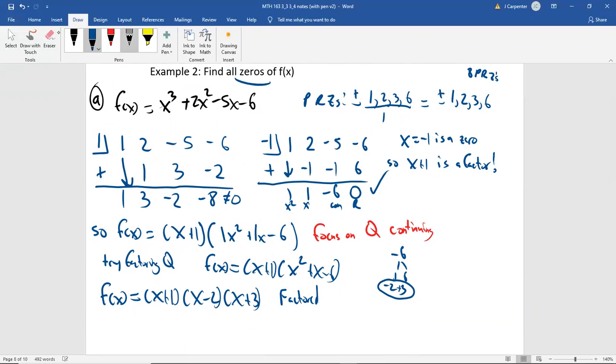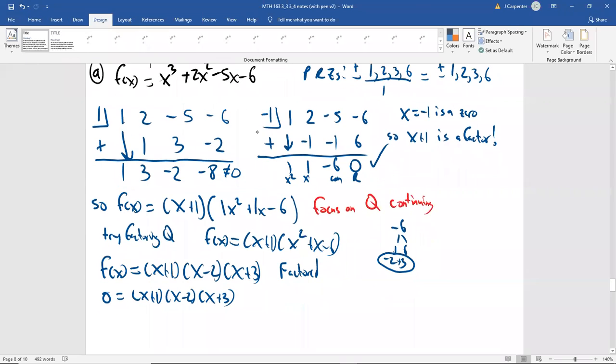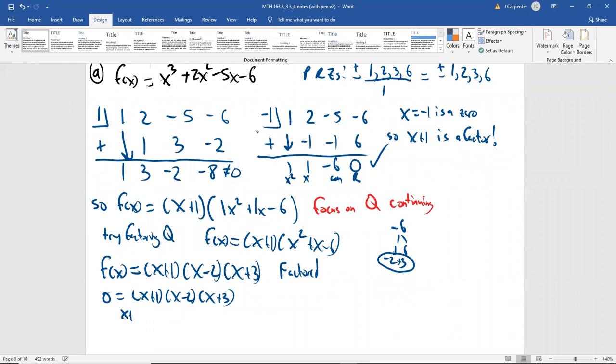However, I asked for the zeros, which means we've got to take this one step further, which is typical. We set the function equal to 0, and then just zero product rule this thing to death. One of which we already know, the first one: x plus 1 being 0 tells us x equals negative 1. That just agrees with what we set up here.